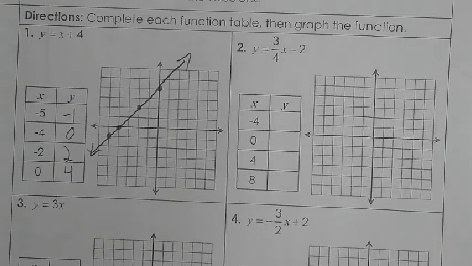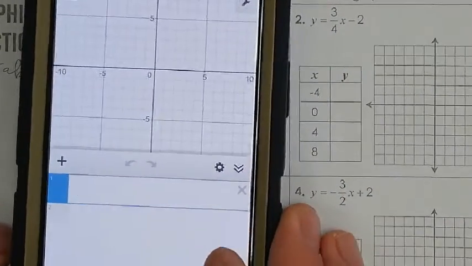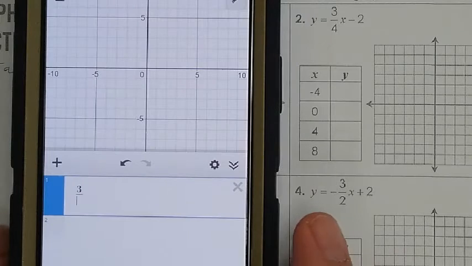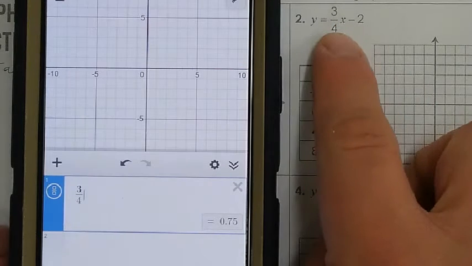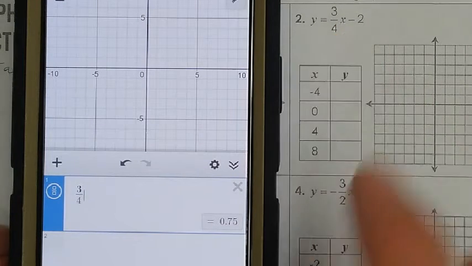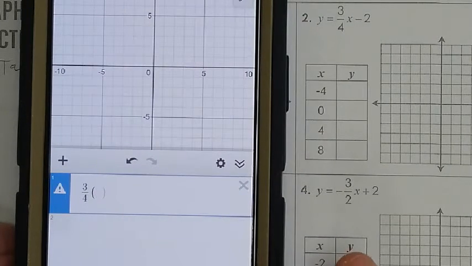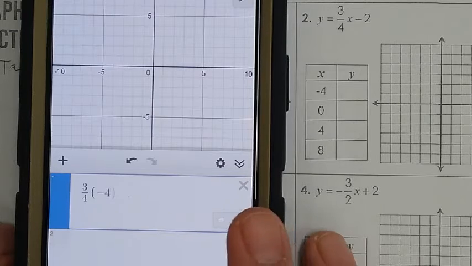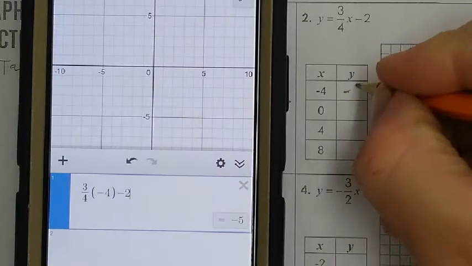I would use Desmos since there's a fraction. And let me show you something with Desmos. So you could type in 3/4, 3 divided by 4, press the right arrow, and that is where your x value is. So whenever you plug in the x value, you do put parentheses around it. So we'll type in -4, and then -2. So you get -5. So that would be the first one.